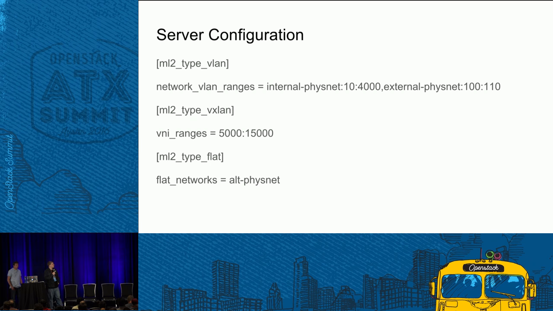So the way this looks in the server-side configuration is you have network VLAN ranges for ML2 that define a physnet and a set of VLANs that can be used for each physnet. In this case, we have the internal physnet. This says you can use VLANs from 10 to 4,000 when it's automatically allocating segments. And for the external physical network, it can use VLANs from 100 to 110. And for VXLAN, it's just a global pool of VNIs that it's allowed to use. And then for the flat network, since there's no tags, this just defines, hey, there's this physnet, it's called alt physnet, and that allows it to be used when you're creating a network.